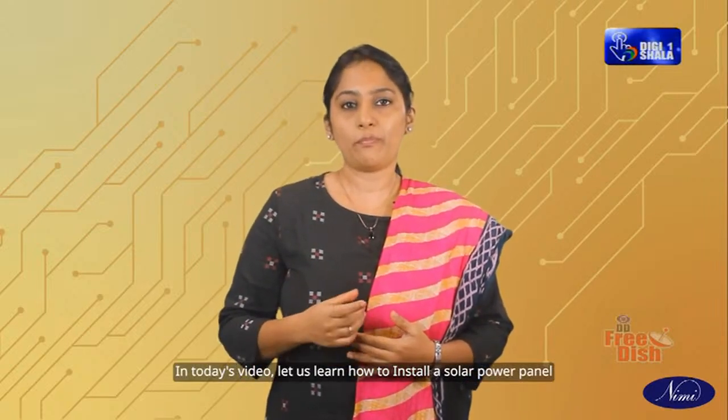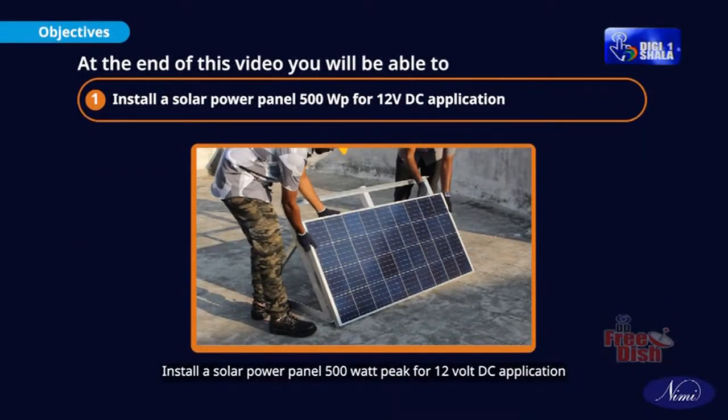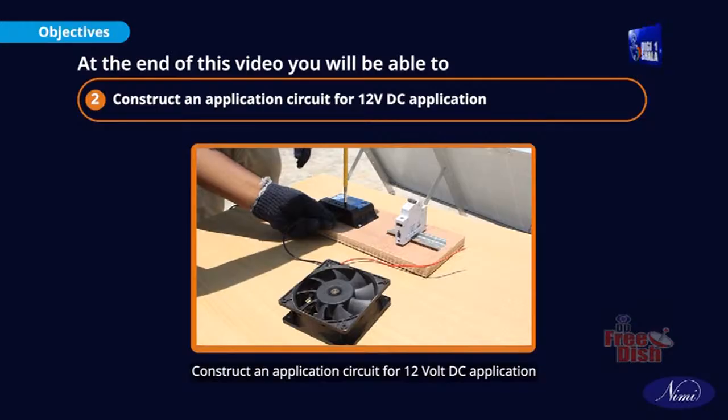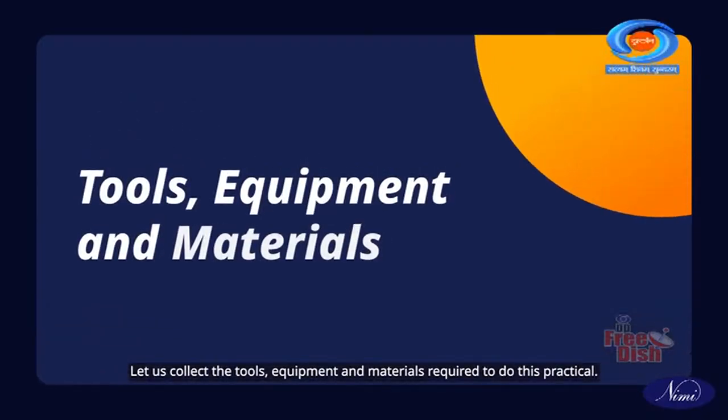Hello everyone, in today's video, let us learn how to install a solar power panel 500 watt peak directly to 12 volt DC application. At the end of this video, you will be able to install a solar power panel 500 watt peak for 12 volt DC application, and construct an application circuit for 12 volt DC application. Let us collect the tools, equipment and materials required to do this practical.